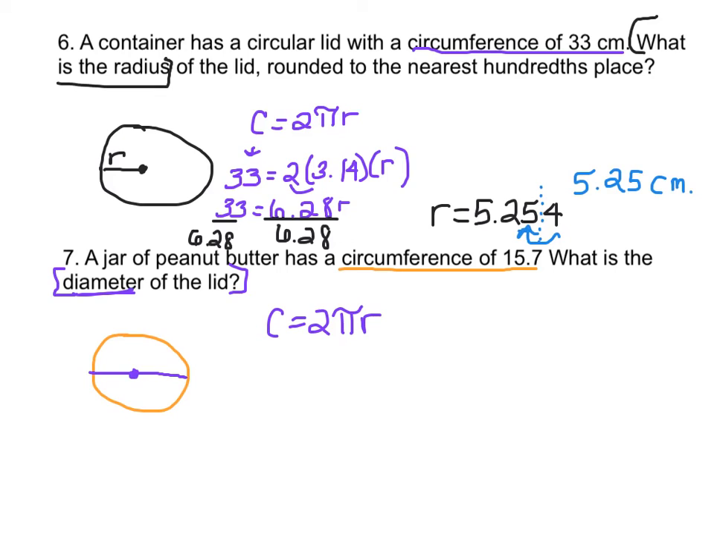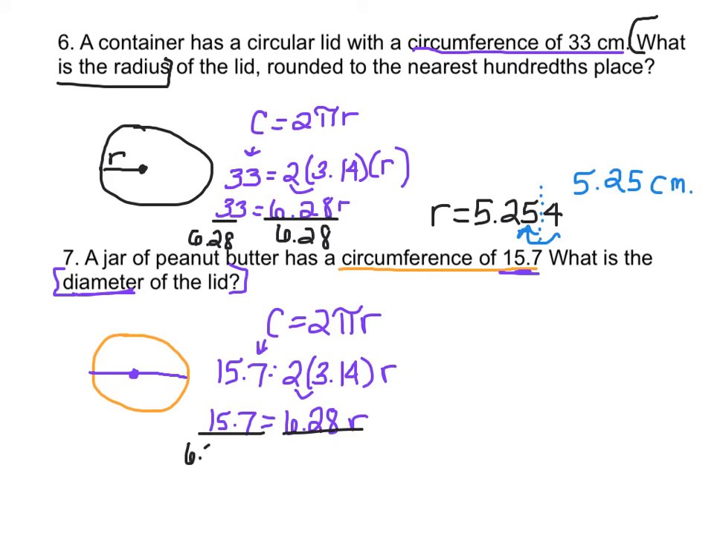So first, as always, since I've got circumference, I'm going to go ahead and write my formula, C equals 2 pi r. I'm given the circumference, so I'm going to plug that in for C, 15.7. This is going to equal 2 times 3.14 times the radius. I wasn't given the radius, so I'm going to leave that as r. I'm going to multiply 2 times 3.14, and I get 6.28 still times r. Divide both sides by 6.28 to get r by itself, and I get 2.5 equals r.